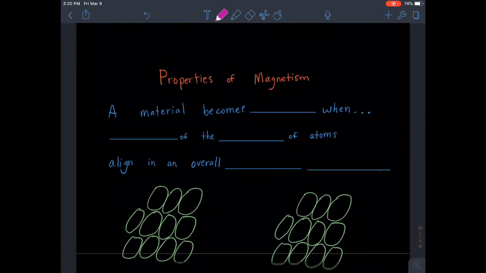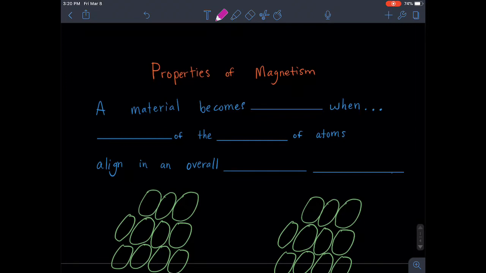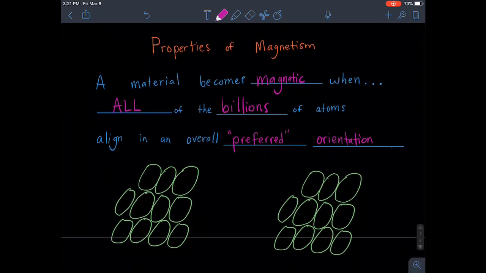All right, so properties of magnetism. First, let's just define that a material becomes magnetic when all, not some, but all of the billions of atoms that are within the substance align in an overall, something that we call a preferred orientation. Now, the preferred orientation doesn't mean they all have to be left or right. I'm going to put quotations around it because preferred can mean a lot of different things.